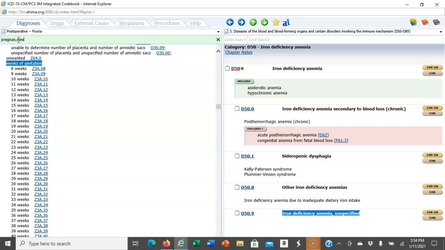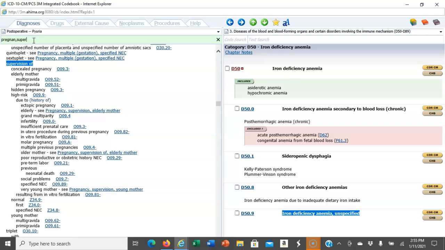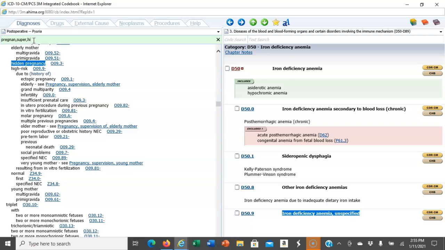Now, this first example on page 537, this is a pregnant patient at 10 weeks, presents for a routine prenatal visit. During her previous pregnancy, she had early pregnancy vomiting, and the physician documents a high-risk pregnancy. So if we go back into pregnancy, supervision of, remember we have to put in supervision of, and then high risk. If we look at high risk, we don't see anything about vomiting.